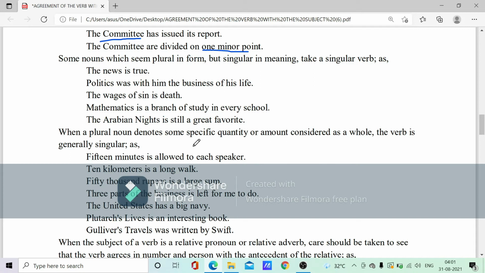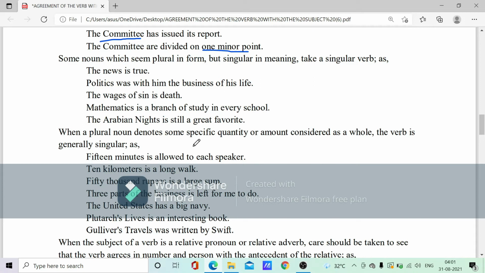And here we have examples. The news is true. You cannot say that the news are true. Why? Because the news, this term, refers to a singular noun. Again, politics was with him the business of his life. Here again, politics refers to the singular, although it ends with s, it refers to a single area, right? Politics, Rajniti. The wages of sin is death. Here, wages refers to the singular noun, and that's why here again "is" is used.